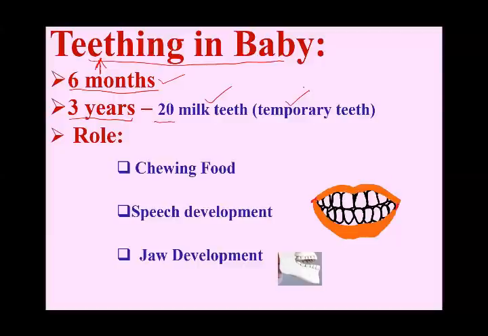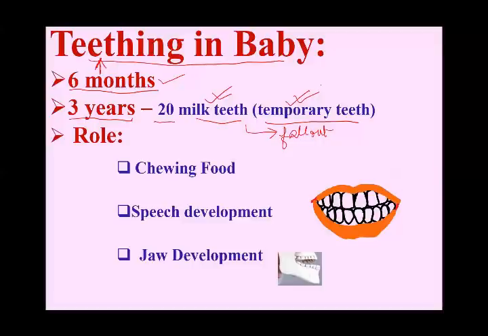Students, can you give any clue why they are termed as milk teeth or temporary teeth? Because they fall out later, and a new set of teeth takes their place. That is why they are termed as milk teeth or temporary teeth.